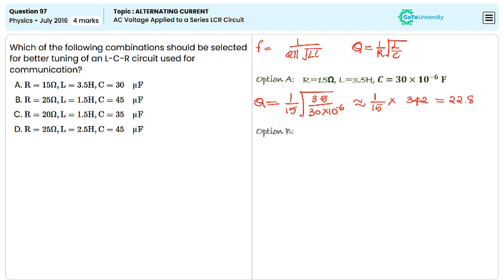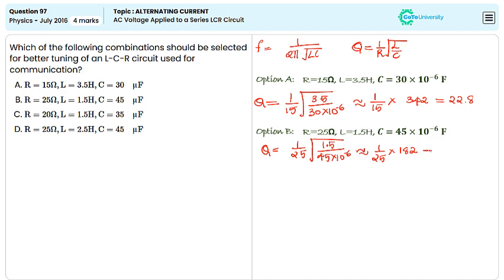Let us check option B, where R is equal to 25 ohm, L is 1.5 H and C is 45 into 10 to the power minus 6 farads. We get Q is equal to 1 by 25 square root of 1.5 divided by 45 into 10 to the power minus 6, which is approximately equal to 1 by 25 into 182, which is equal to 7.28.